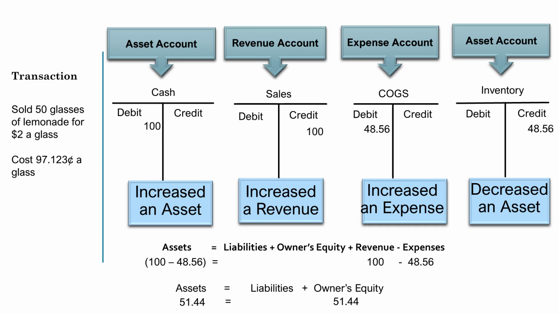Taking the 50 glasses sold times the 97.123 cents, it comes to 48.56. This means Johnny used $48.56 of his inventory. Since this is a decrease to an asset, inventory is credited for 48.56. The cost of the inventory sold in accounting is debited to cost of goods sold, which is an expense account.